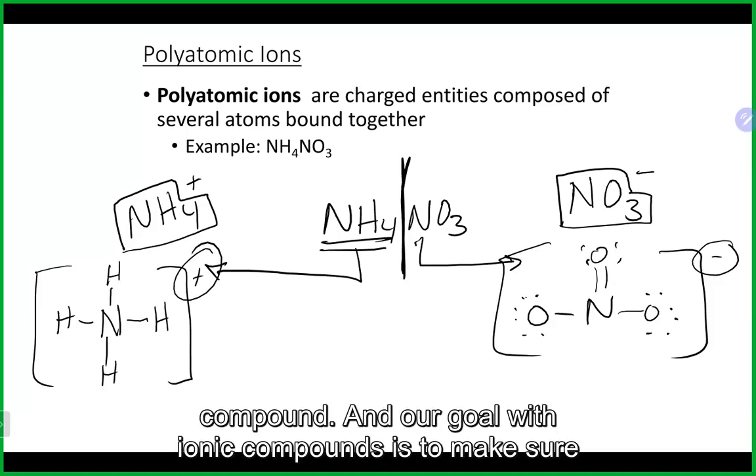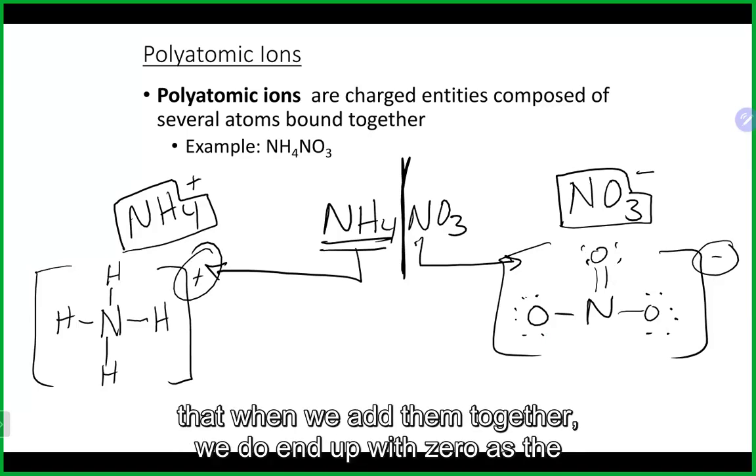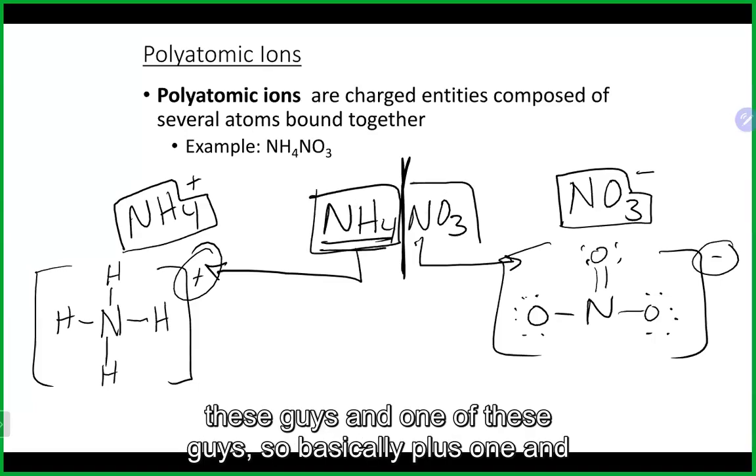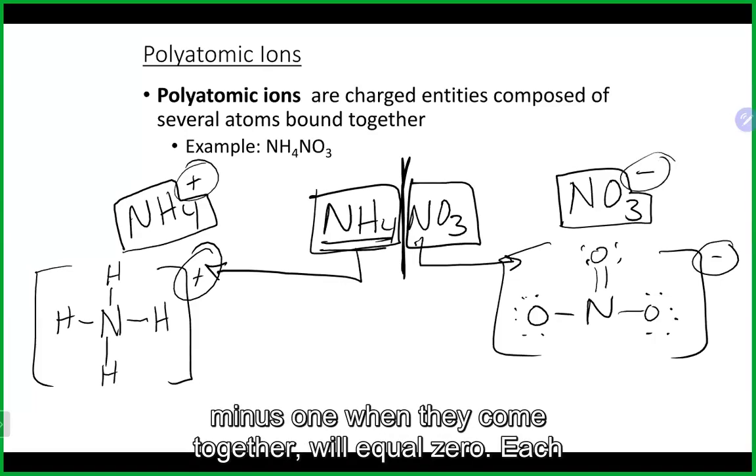And our goal with ionic compounds is to make sure that when we add them together, we do end up with 0 as the overall charge. And that is what we see here. We have one of these guys and one of these guys. So basically +1 and -1 when they come together will equal 0.